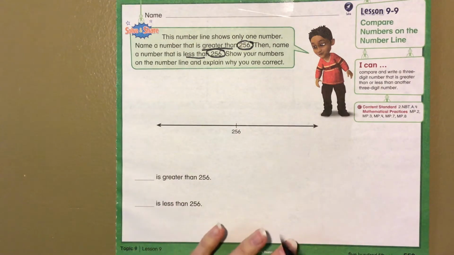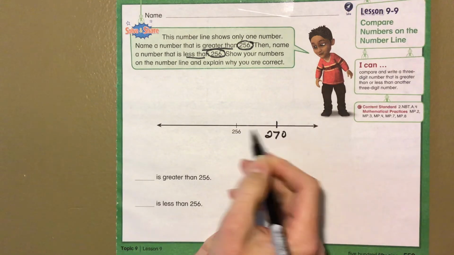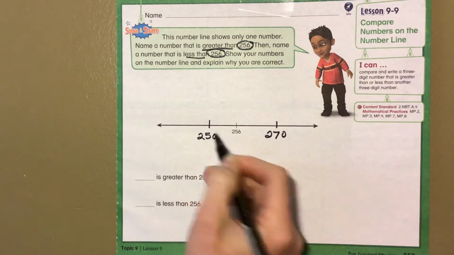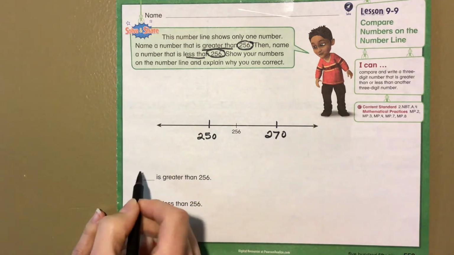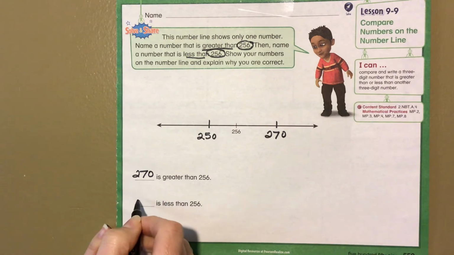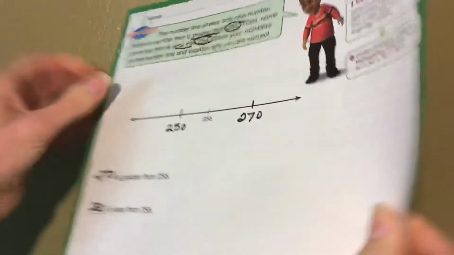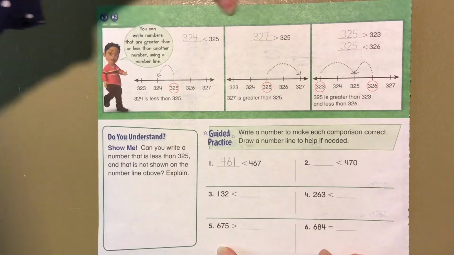So again, we can pick any number. I'm going to pick 270, which is larger, greater than 256. I'm going to pick 250, which is less than 256. So down here I'm going to write 270 is greater than 256 and 250 is less than 256. All right, this is a whole lesson that is really fun because all of us will get different answers. We're going to pick just different numbers for our greater thans and less thans.